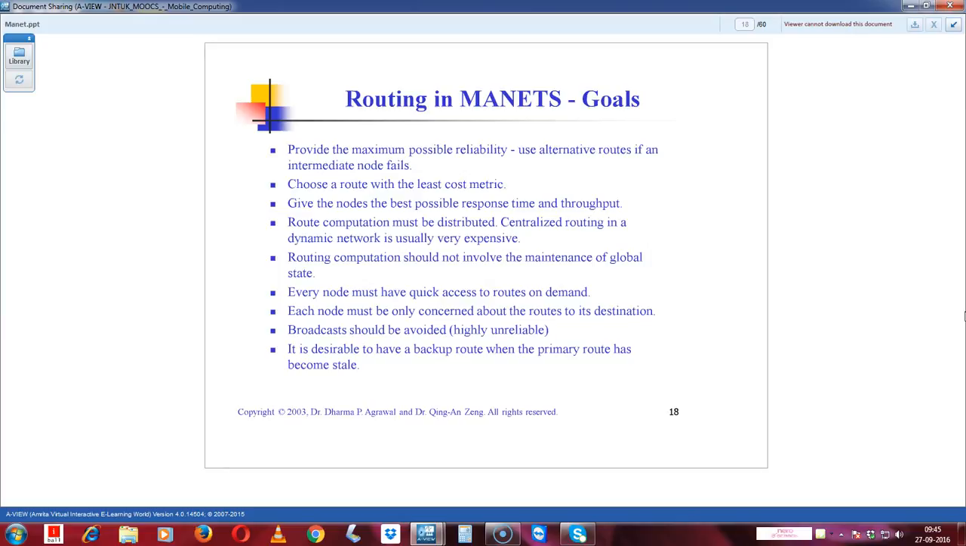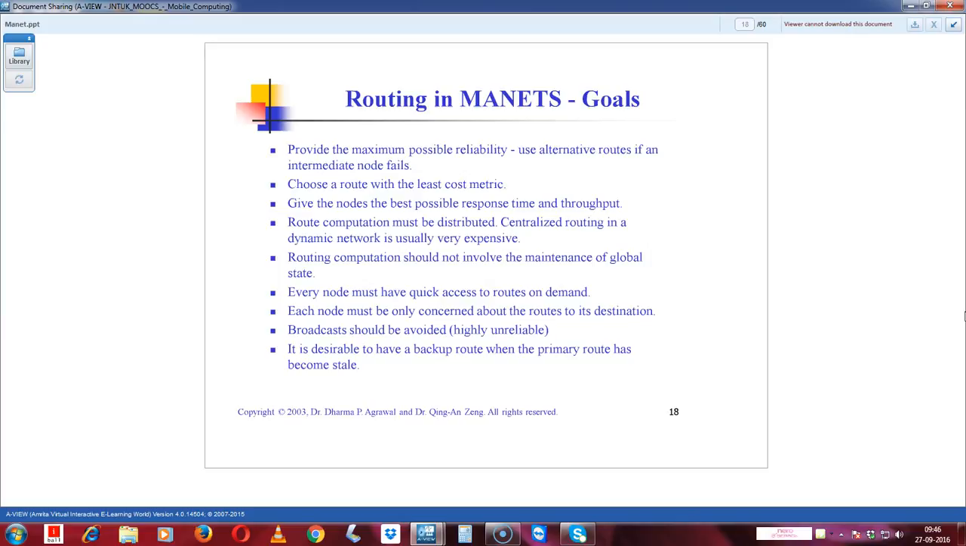Broadcast should be avoided in routing, as it is highly unreliable. When you're broadcasting from source to destination to find a path, that will take away your network bandwidth. You will always be in the situation where you are broadcasting to find a suitable path to the destination, and you are not actually transferring the data. Your routing algorithm should be such that broadcast is very limited.